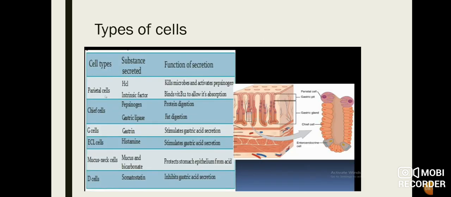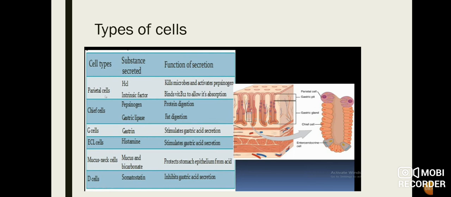Now these are the cell types. There are parietal cells, and the substances secreted by parietal cells are HCl and intrinsic factor. The HCl kills the microbes and activates pepsinogen. Pepsinogen is an inactive form of pepsin. HCl activates pepsinogen into pepsin, and pepsin helps us digest proteins.